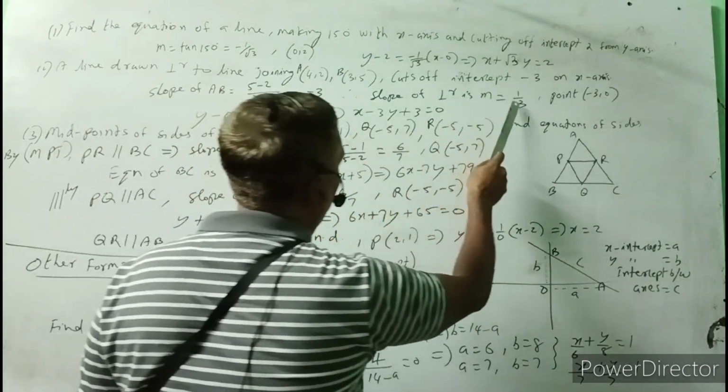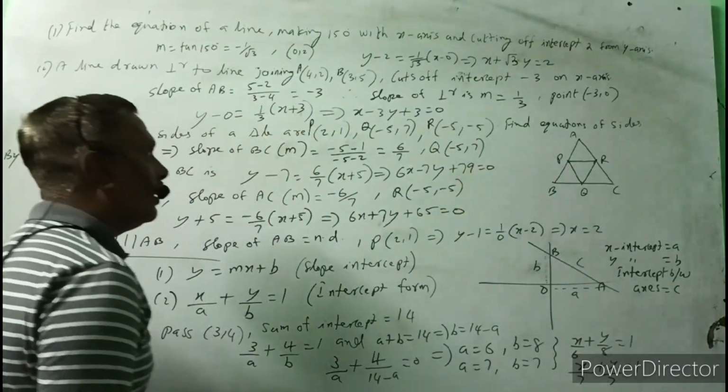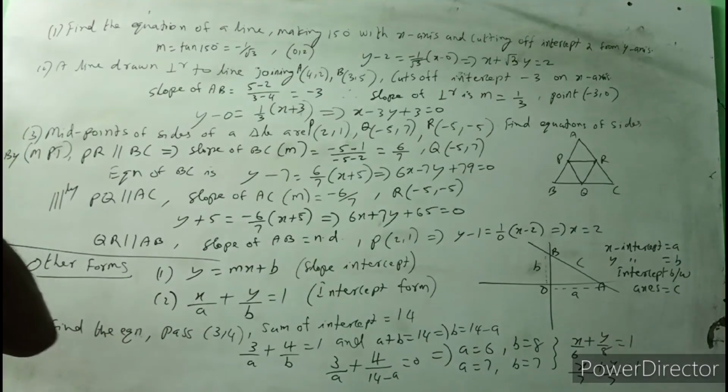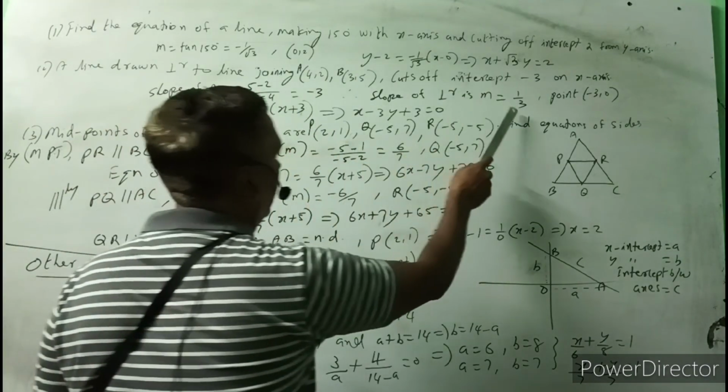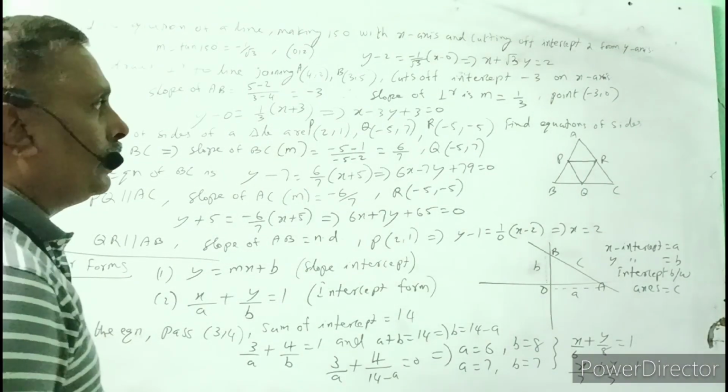The negative reciprocal of minus 3 is 1 by 3. If you multiply them, you will get minus 1. So the slope of the perpendicular is 1 by 3, because the product of minus 3 and 1 by 3 is minus 1. We studied that if lines are perpendicular, the product of the slopes is minus 1.